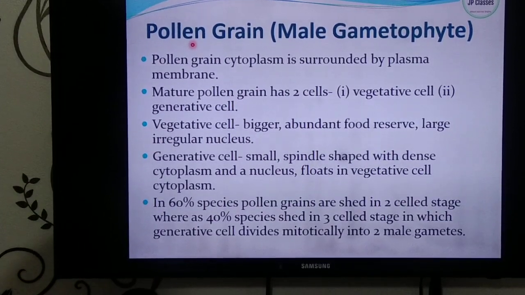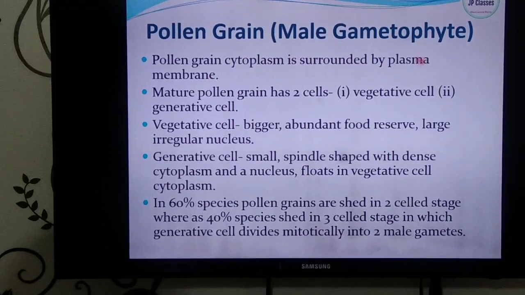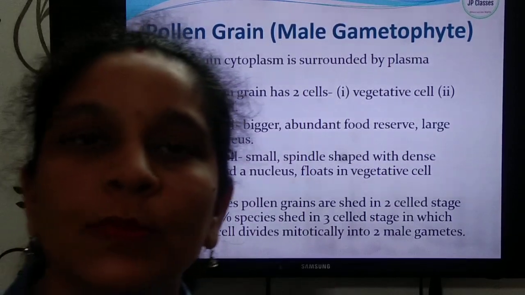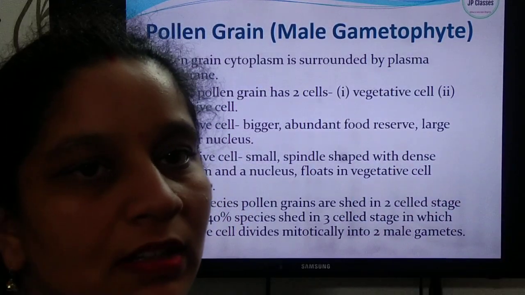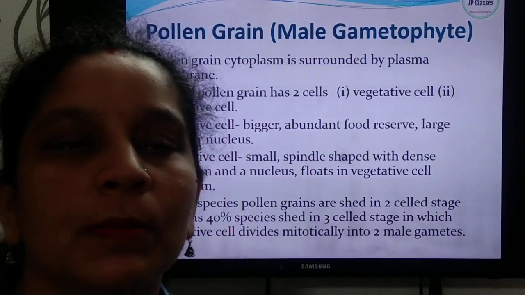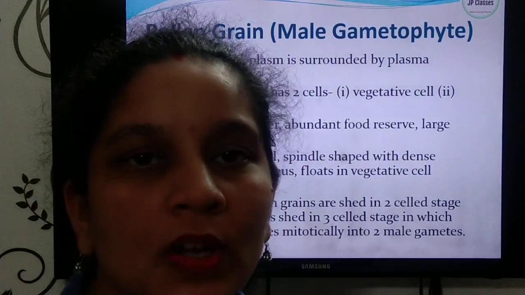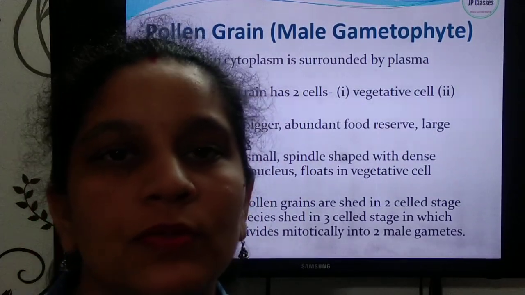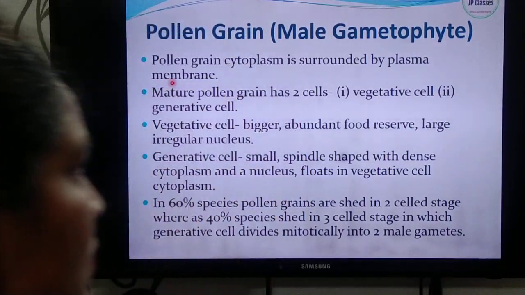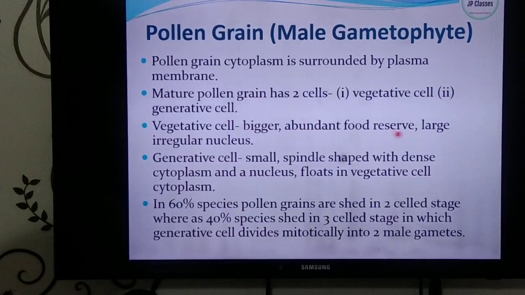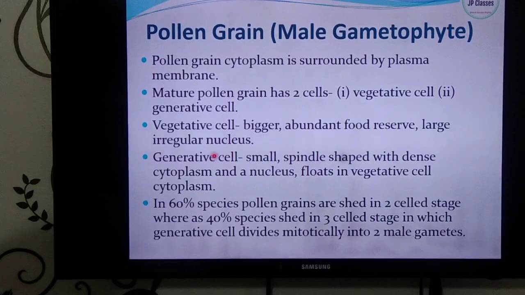नाउ pollen grains contains the cytoplasm which is surrounded by the plasma membrane. Mature pollen grains has two cells, that is the vegetative cell and the second one is known as your generative cell. मैंने बताया था जो वेजिटल पोल की तरफ होती है, जो ऊपर नॉर्थ पोल की तरफ होती है, जो बड़ी होती है साइज में, उसे हम क्या बोलते हैं, वेजिटेटिव सेल, और जो नीचे लोअर टुवर्ड्स द साउथ पोल होती है, small in size होती है, which has the function to form the two male gametes, it is known as your generative cell.